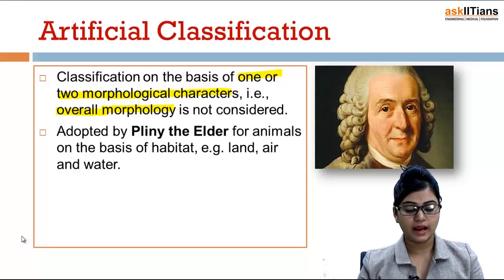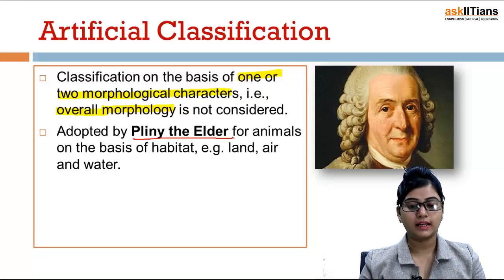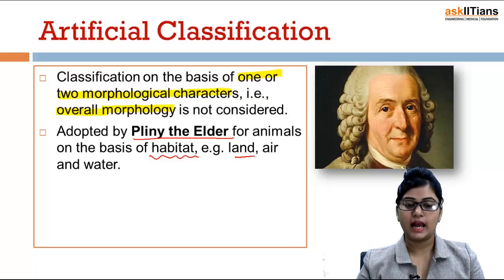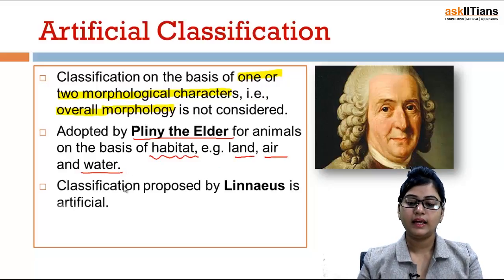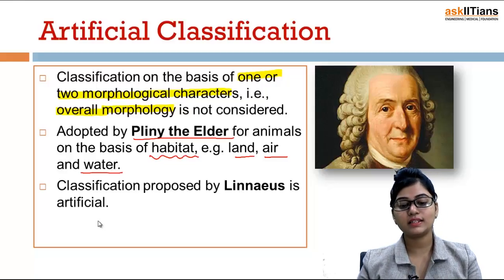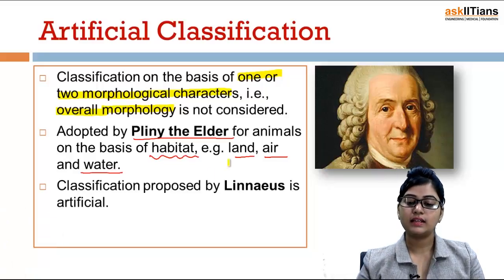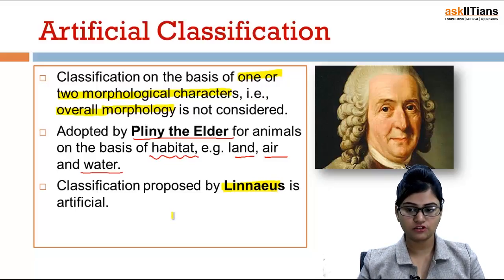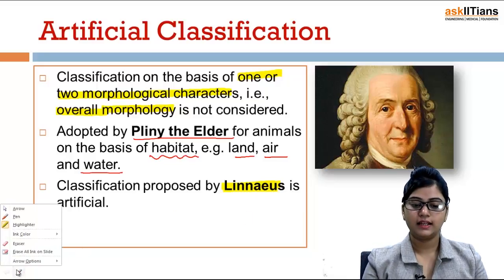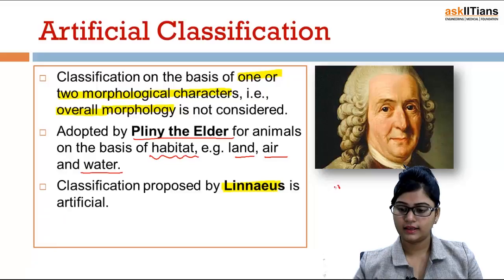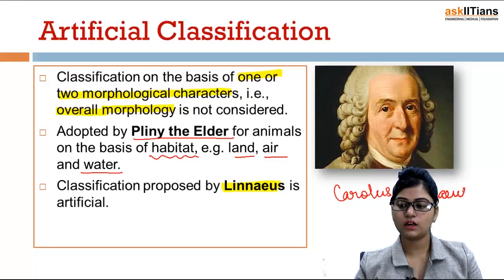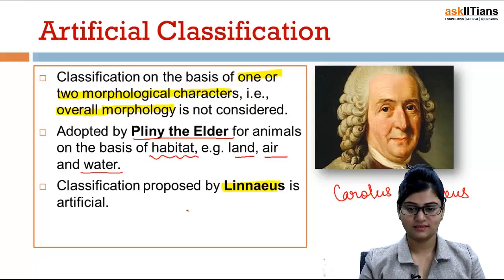And it is adopted by which scientist? By Pliny the Elder for the animals and on the basis of habitat, that they live on land, air, or on water. Then, finally, this classification was proposed by Carolus Linnaeus. Linnaeus classified animals and plants on the basis of artificial classification. So, this is scientist Linnaeus. You can see here Carolus Linnaeus. He is the founder of artificial classification.